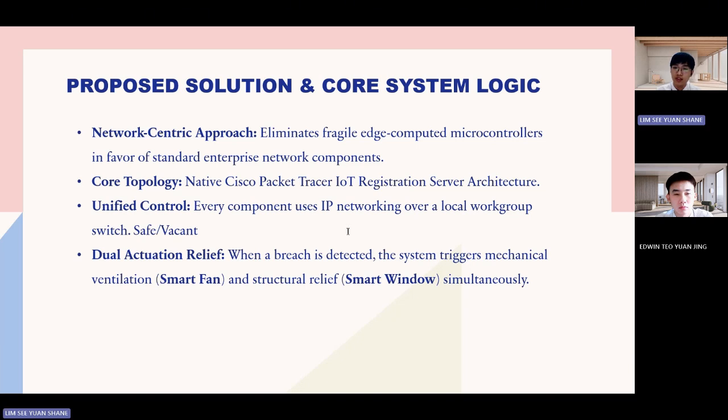The control loop functions as an automated threshold response system. The central server initiates an automatic dual mechanical response to vent out the CO2 through the activation of both the smart fan and the smart window.